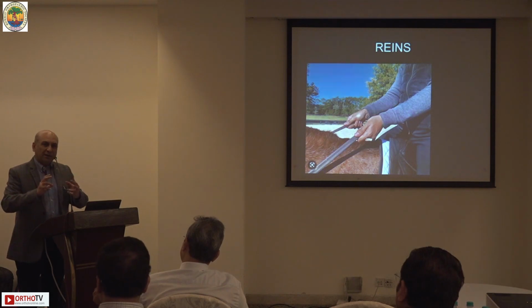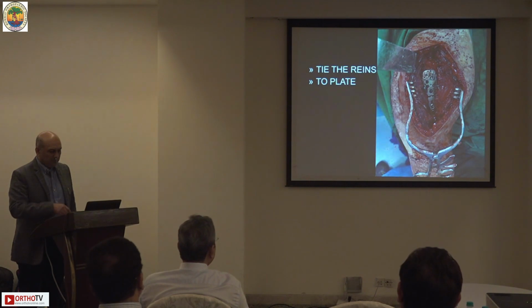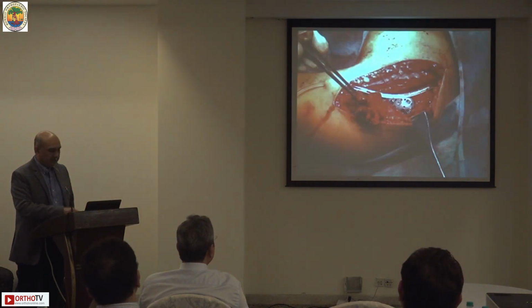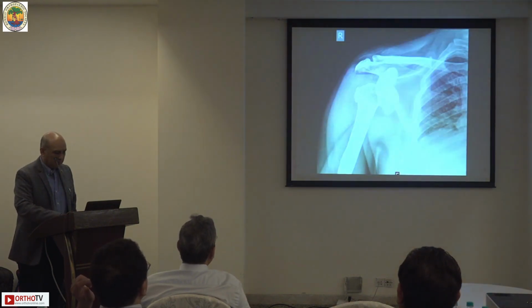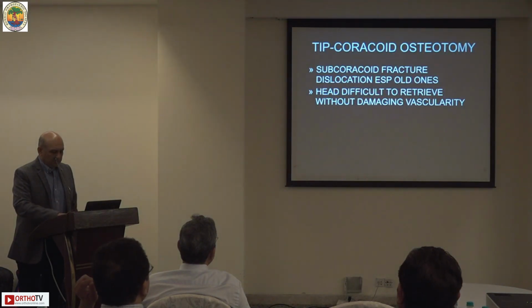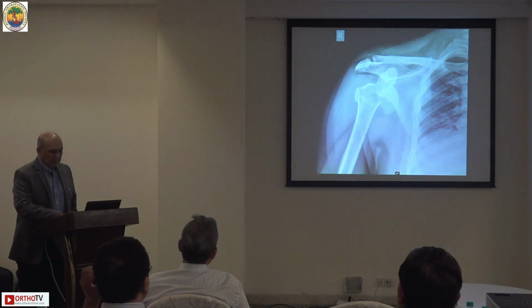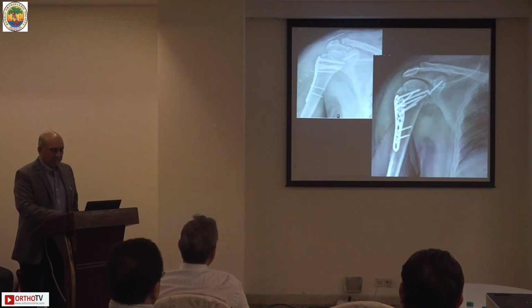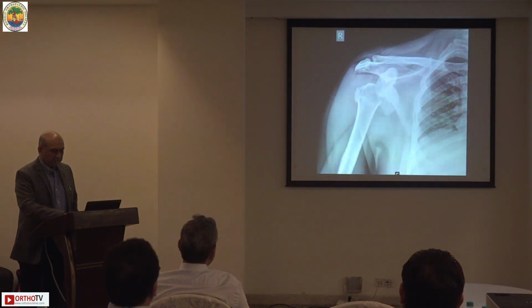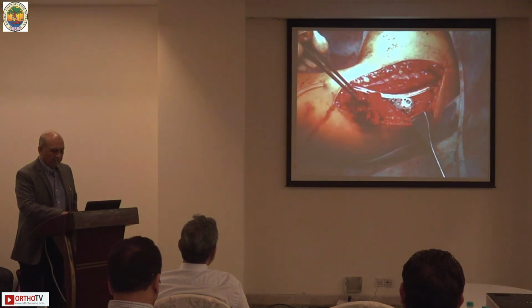You can put the head in valgus, you can control the extension, you can control the flexion, and that's how it looks once you fix it. And I think one slide is missing over here. In a fracture dislocation of the shoulder, the humeral head is sometimes difficult to retrieve without stripping of the soft tissues. Do not be afraid of doing an osteotomy of the coracoid process.